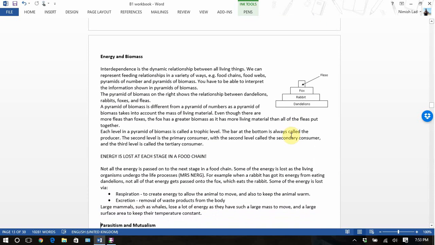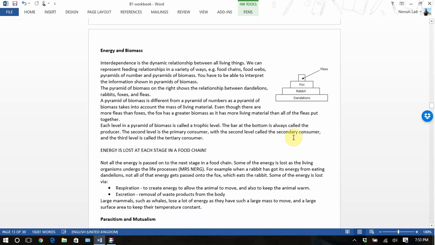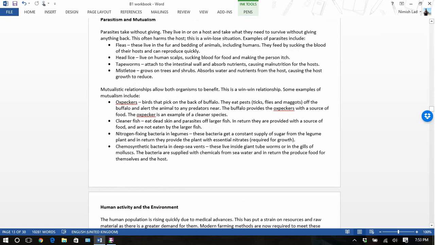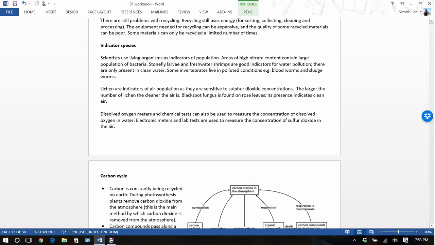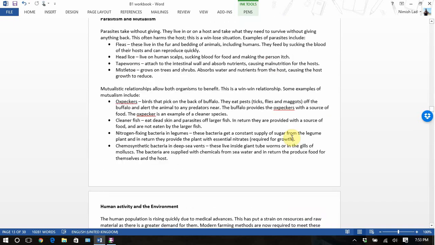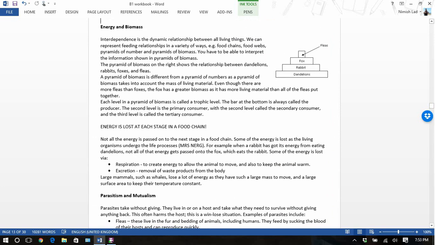Right, we're coming towards the end now, so we've got energy and biomass, parasites and mutualism, a little bit about eutrophication, and then recycling, indicator species, and carbon and nitrogen cycles. So, let's get stuck into energy and biomass.